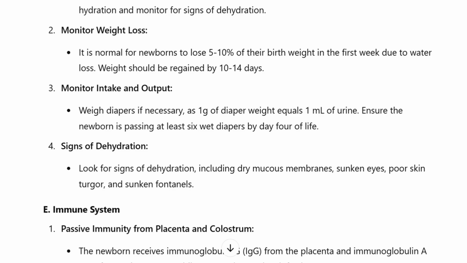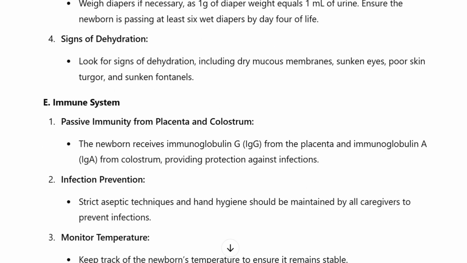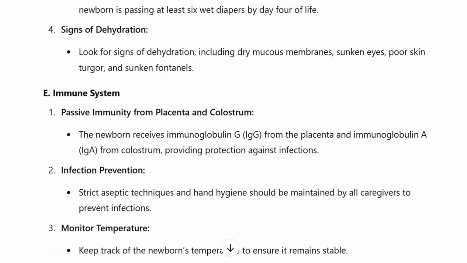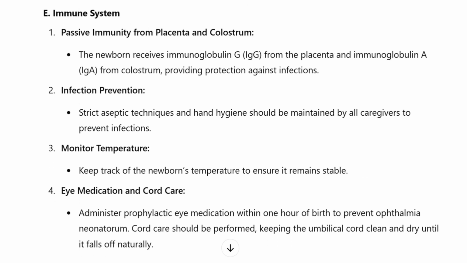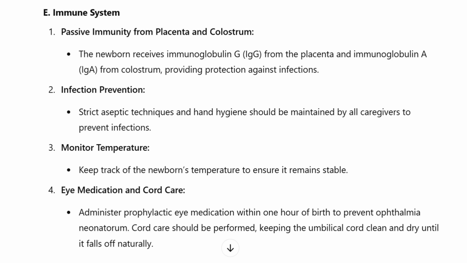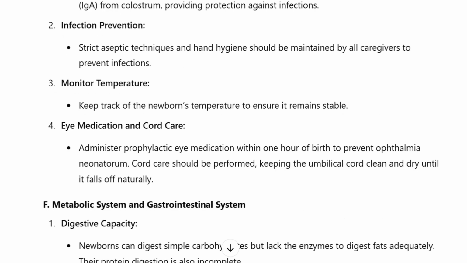4. Signs of dehydration. Look for signs of dehydration, including dry mucous membranes, sunken eyes, poor skin turgor, and sunken fontanelles. E. Immune system. 1. Passive immunity from placenta and colostrum. The newborn receives immunoglobulin G, IgG, from the placenta, and immunoglobulin A, IgA, from colostrum, providing protection against infections. 2. Infection prevention. Strict aseptic techniques and hand hygiene should be maintained by all caregivers to prevent infections.